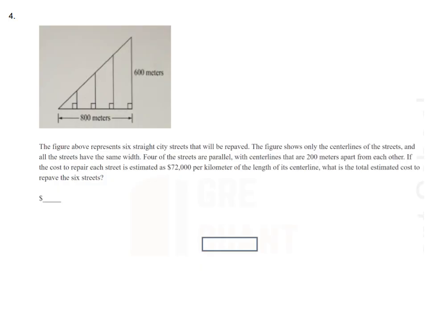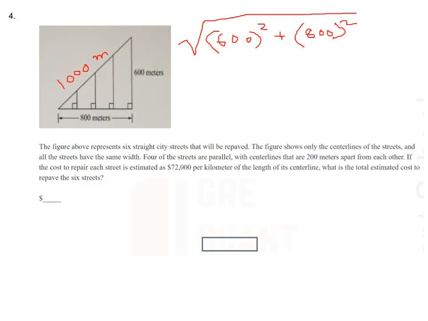Okay, so suppose it as a triangle. So height is 600 and base is 800. What is the hypotenuse? Apply the formula of Pythagoras and you will get the hypotenuse is 1000 meters. Now we are only given the center lines, right? So we need to find out the length of the streets first, and then we can estimate the total cost.